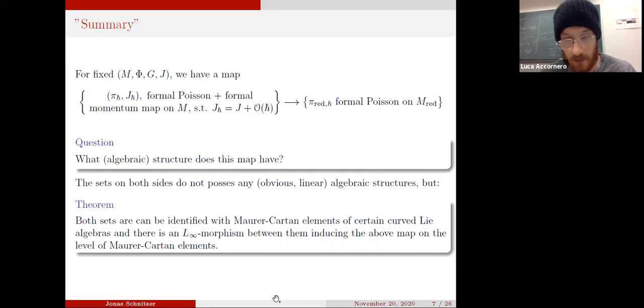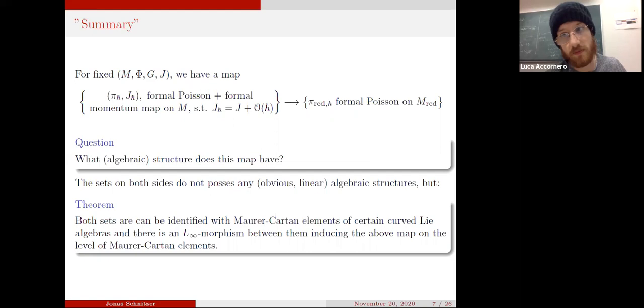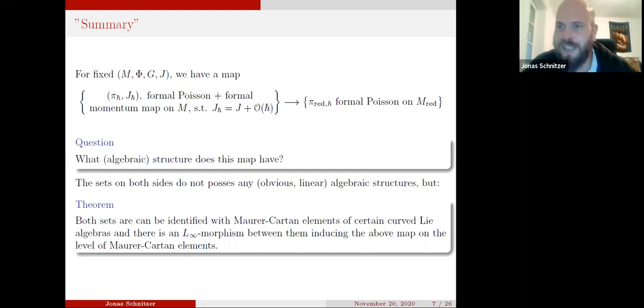Yes, Dima is asking whether they are curved DG Lie algebras. What are curved Lie algebras? No, whether these curved Lie algebras are actually curved DG Lie algebras. I will come to this in a second. One is not and the other one is yes. I see. Okay.